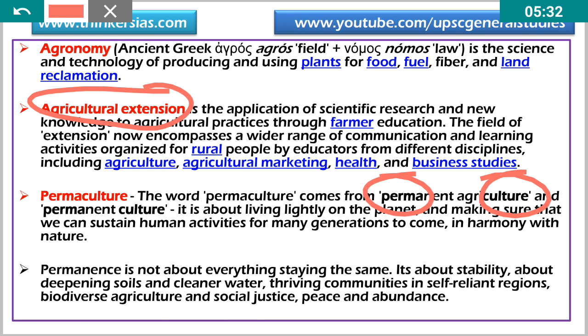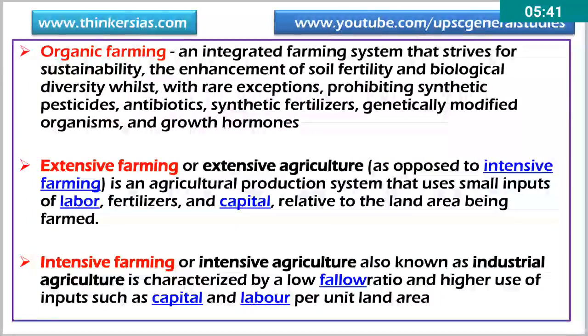It is not about everything staying the same. It is about stability, it is about deepening the soil and cleaning water, thriving communities in self-reliant regions. So that is permaculture. Organic agriculture is one of the important components of permaculture. It is not the whole thing, okay. So now let's discuss organic farming.